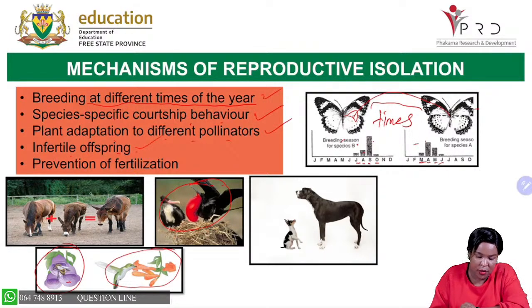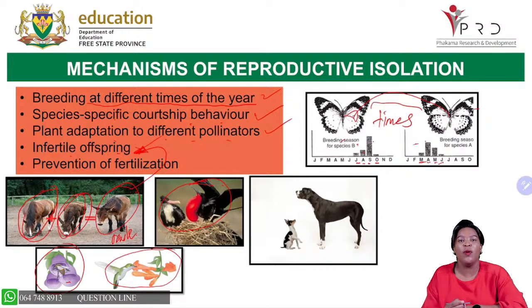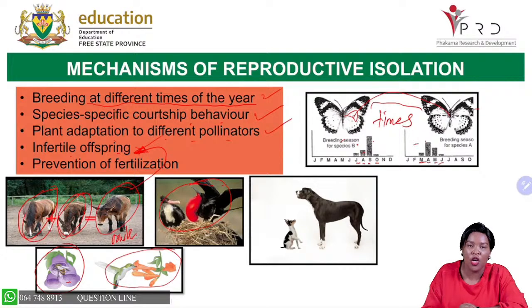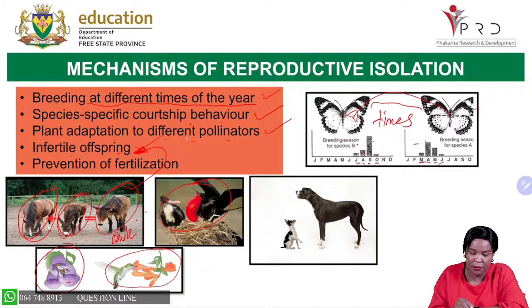Infertile offspring. When you take a donkey and a horse, or a horse and a donkey, you get a mule. Now, a mule is infertile. The only way for you to get a mule is if you interbreed a donkey and a horse. You cannot take a mule and interbreed it with another mule and produce another mule. I hope you get it. So infertile offspring can isolate organisms from reproducing.